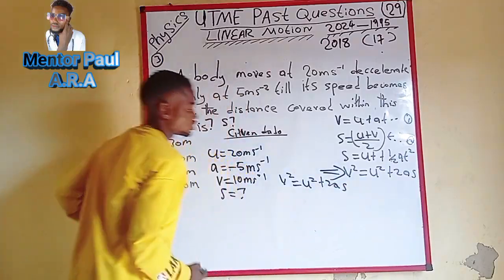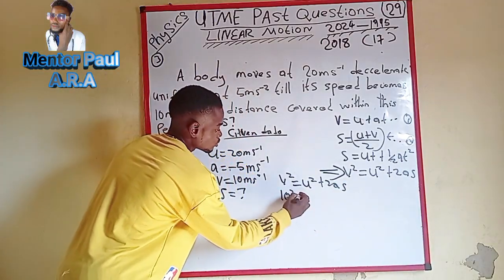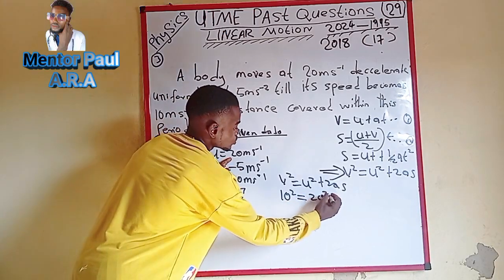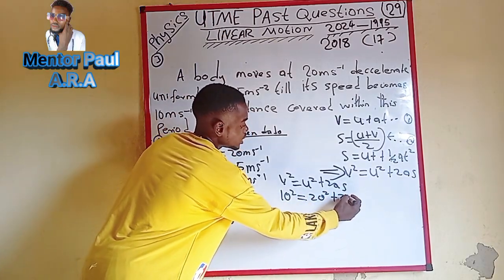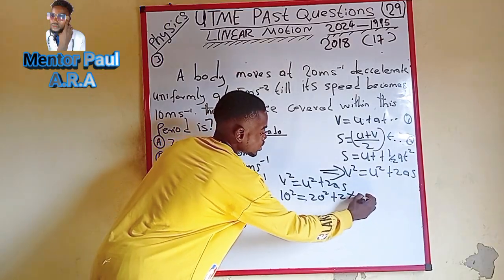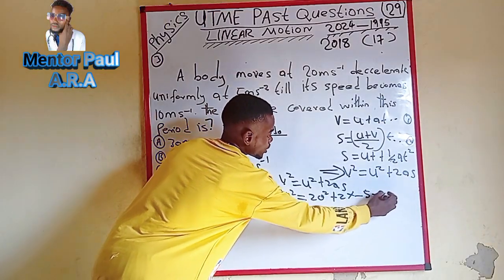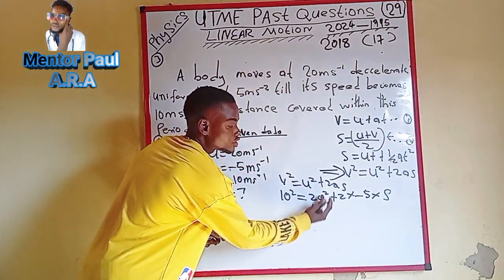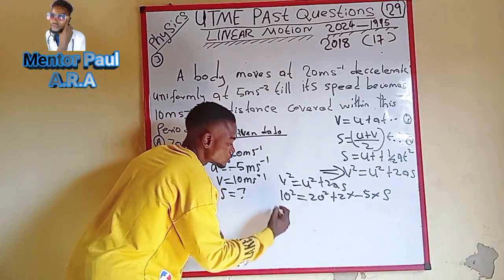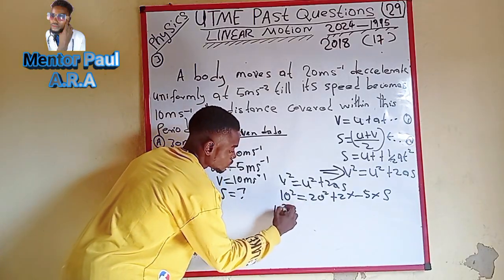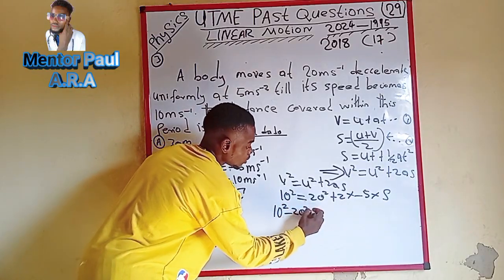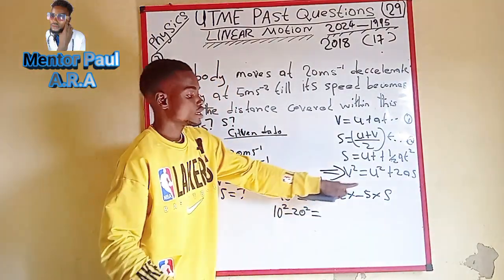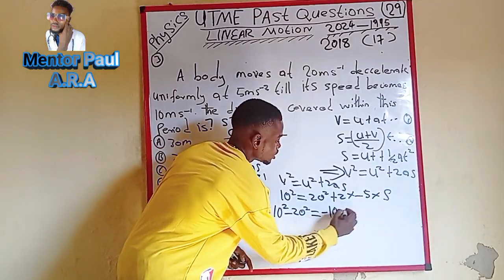plus 2as. Substituting my values, v is equal to 10 raised to the power 2, and u, which is initial, is 20 squared, plus 2. My a is negative what? 2 multiplied by negative 5 multiplied by the unknown value which I'm looking for, s. Now this 10 raised to the power 2 comes over, and 20 raised to the power 2 comes over here. I'm going to have 10 raised to the power 2 minus 20 raised to the power 2 equals 2 multiplied by minus 5, which gives me minus 10s. Okay, I have minus 10s.